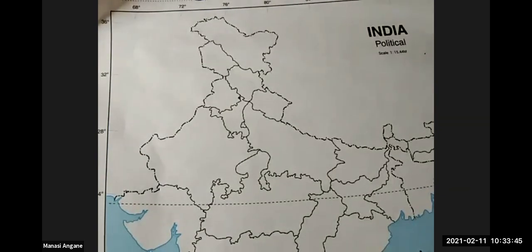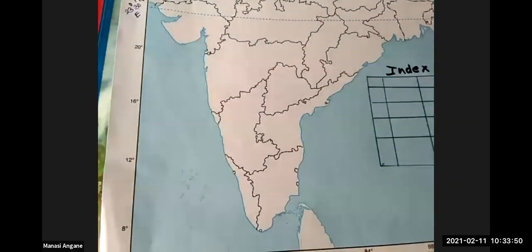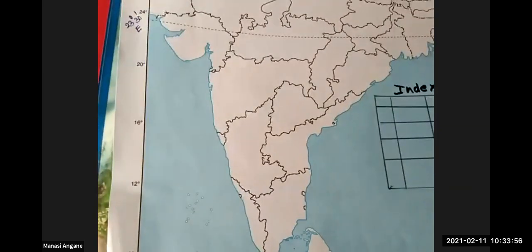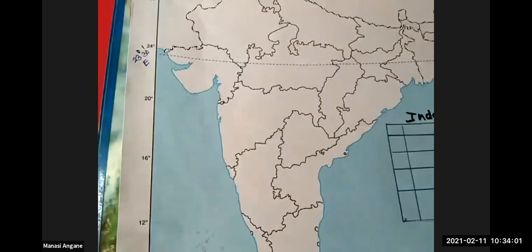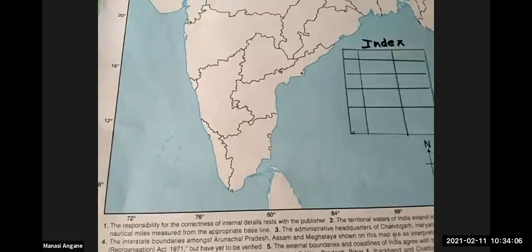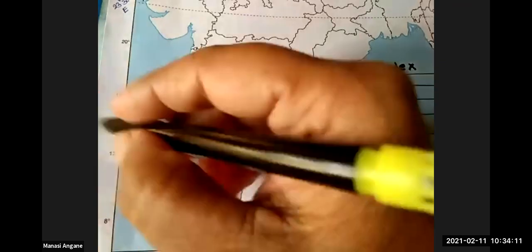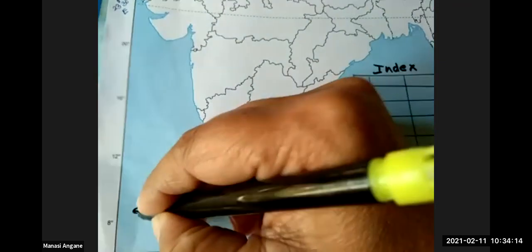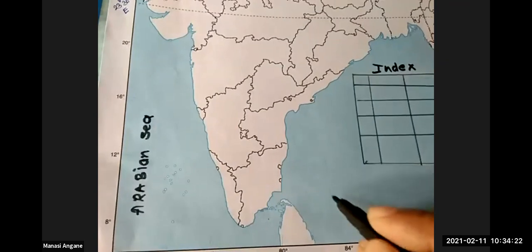The first thing asked is Panaji. Now Panaji, where is it? Panaji lies in Goa. Goa comes below, in your south part, below Maharashtra. Now Goa is a very small place. So here it is located. Now this is your Arabian Sea, we can write. And this is your Bay of Bengal.